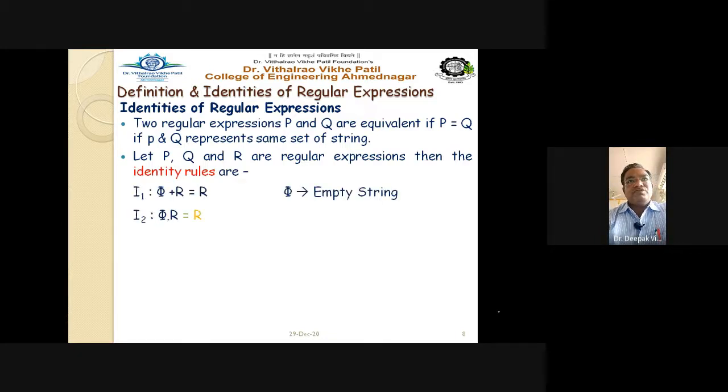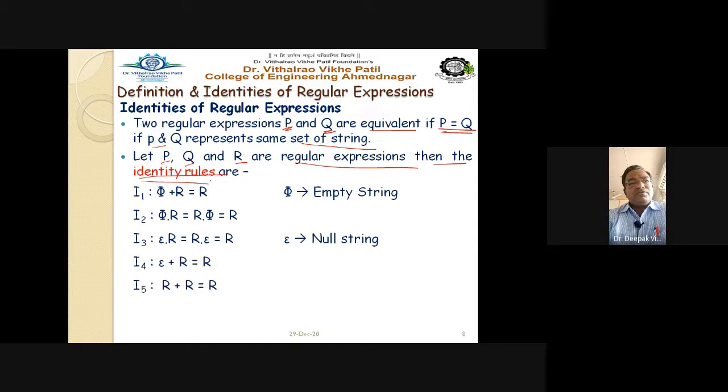So what are identities? Let us see here one by one. Consider two regular expressions, capital P and capital Q. They are equivalent if P equals Q, that is, if P and Q represent the same set of strings. Now let capital P, capital Q and capital R be regular expressions. Then the identity rules are given here: I1, I2, I3, I4, I5, I6, I7, and the rules continue on the next slide also. Now let us see the rules one by one.